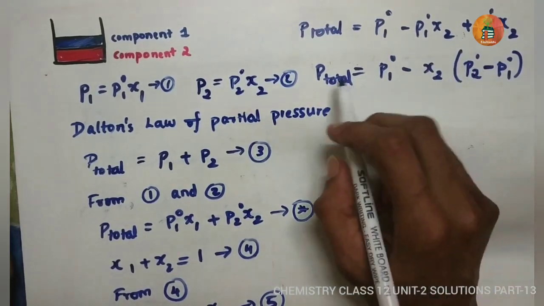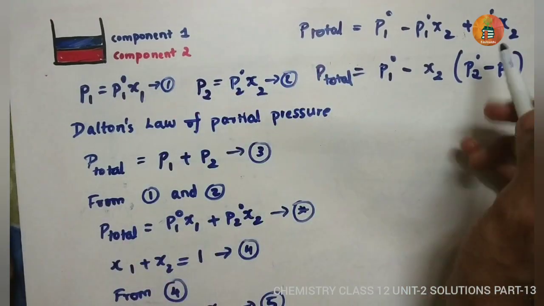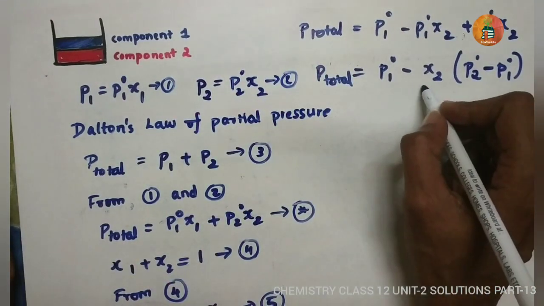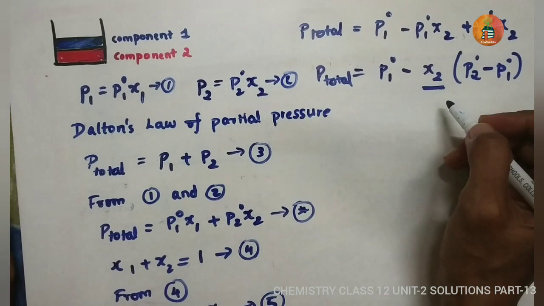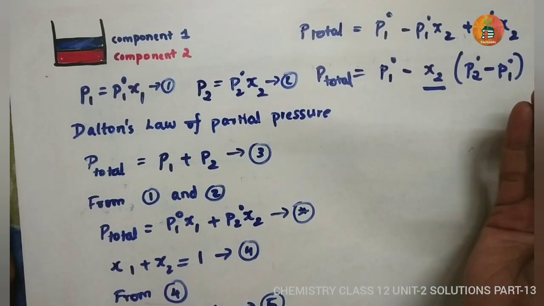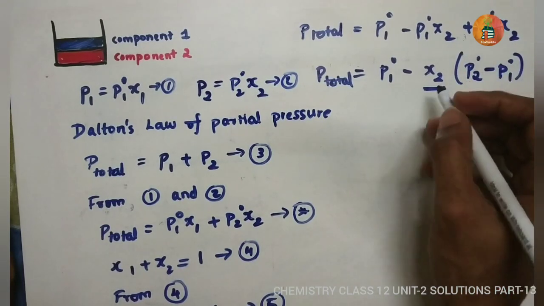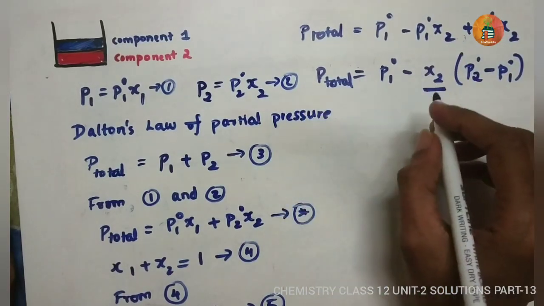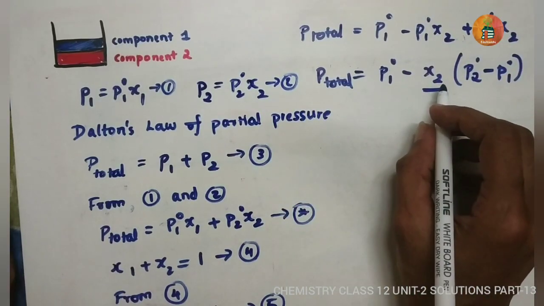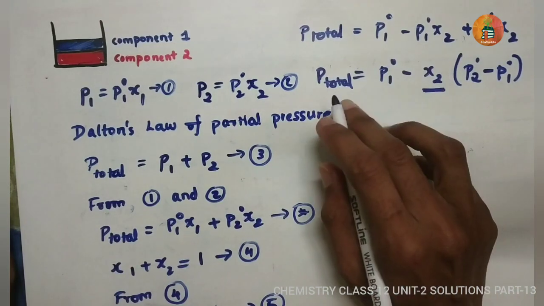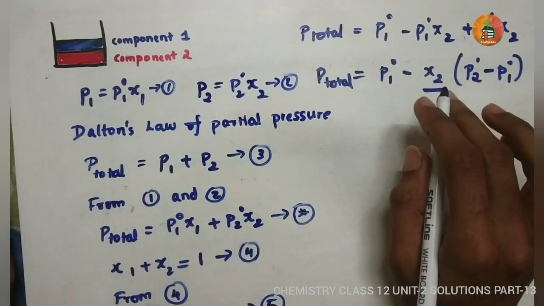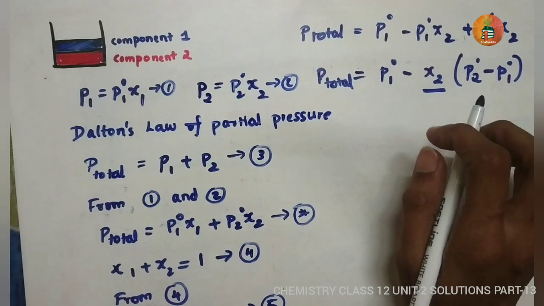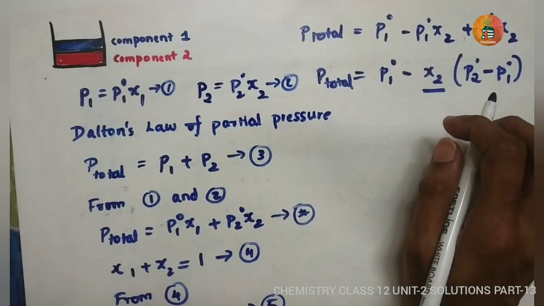So this equation tells us that the total pressure of this solution is dependent on the mole fraction of component 2. Either you can write component 1 or component 2. If you derive it in terms of x1, the total pressure will be dependent on the mole fraction x1. So the total pressure of this solution depends on the mole fraction of any one of the components. So that is the conclusion.